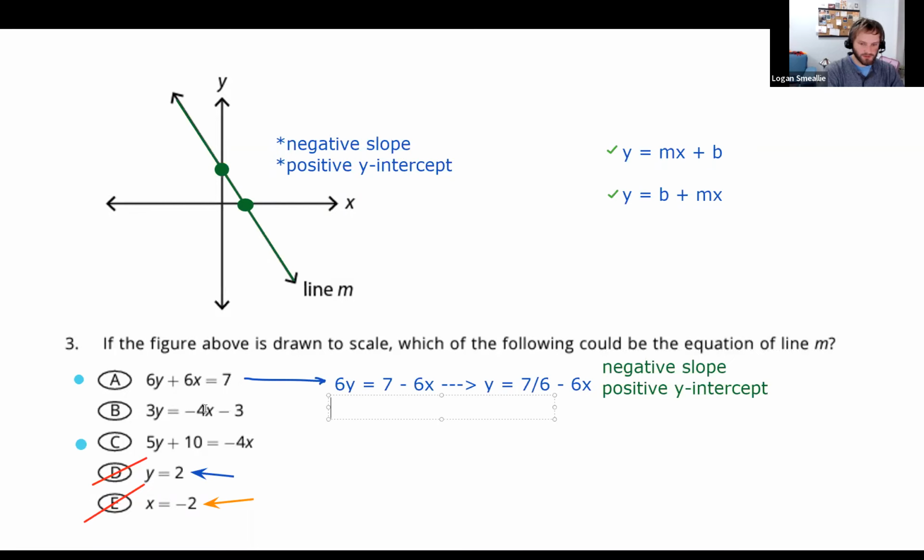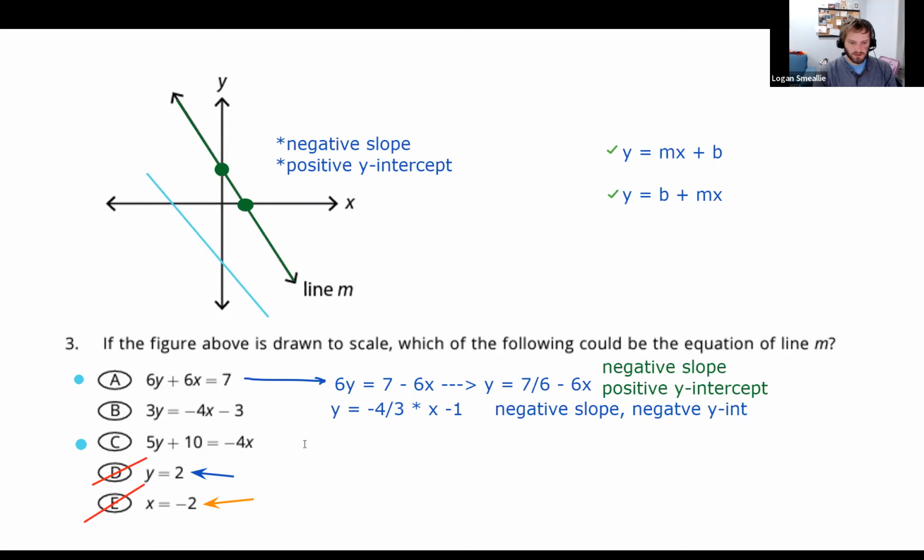Oh, nice. Here, all I have to do is divide by 3 everywhere. So I get -4/3 x minus 1 once I divide by 3. So I have a negative slope, negative y-intercept. That line would be something like this. It'd be going down, but it's lower down on the graph.